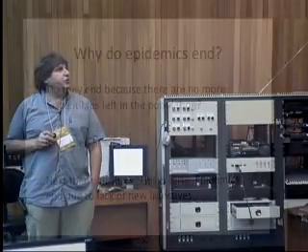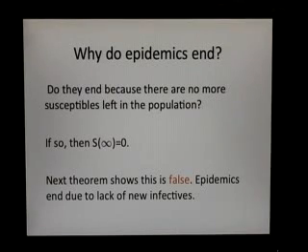So now, how did epidemics end? It was believed for a long time that they ended because there were no more susceptibles in the population. Essentially, everyone got sick. Now, it might sound a little bit silly now, but I think for at least 100 years, people believed this. So if this is true, then S infinity is equal to 0. Right? S infinity is equal to 0 means everybody got sick. So is it true that S infinity is equal to 0? Well, the next theorem is going to show that this is false.